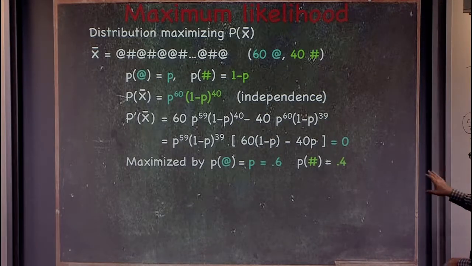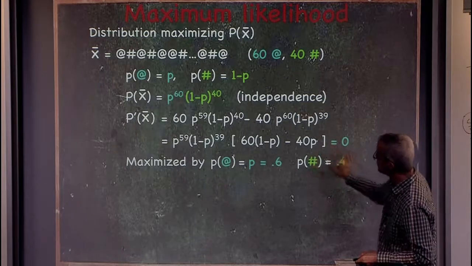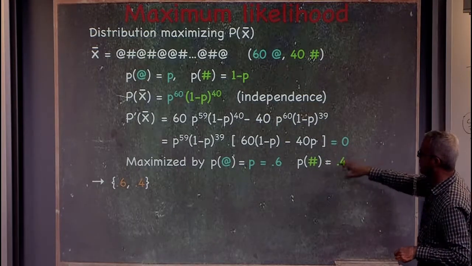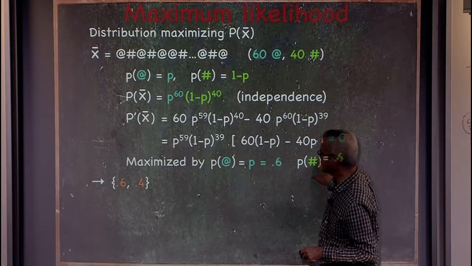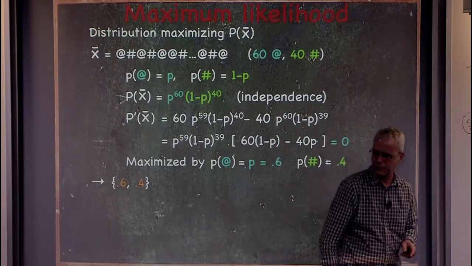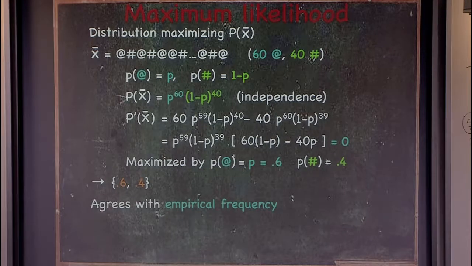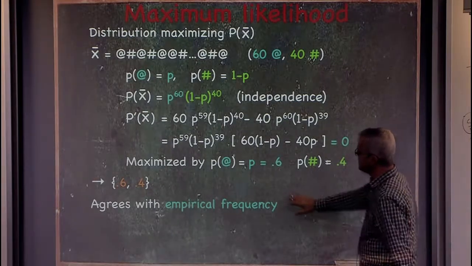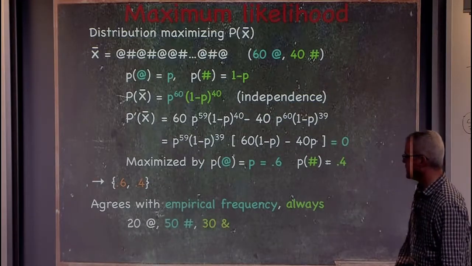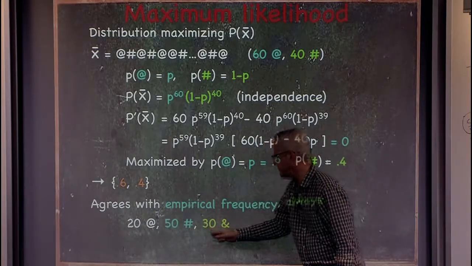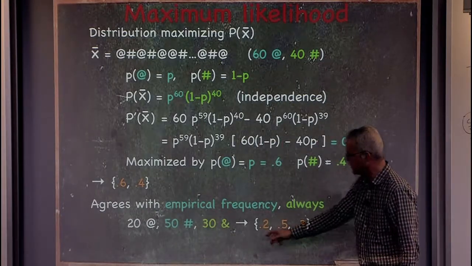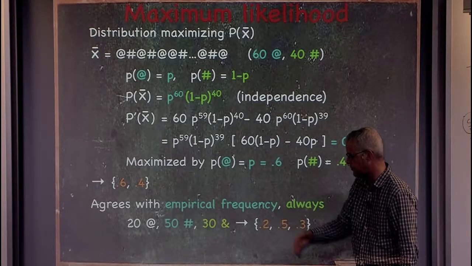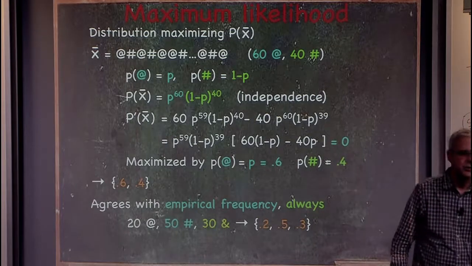So in this case, if you wanted to assign the values, you could say the probability of pound is 0.4 and the probability of at is 0.6, but we don't care about this. We just care that the probabilities are 0.6 and 0.4. It's easy to show that maximum likelihood always agrees with empirical frequency. For example, if we see 20 of one symbol, 50 of another, and 30 of the third, then maximum likelihood tries to maximize the probability P to the 20 times Q to the 50 times R to the 30, where P plus Q plus R is 1. And it gives you 0.2, 0.5, 0.3.